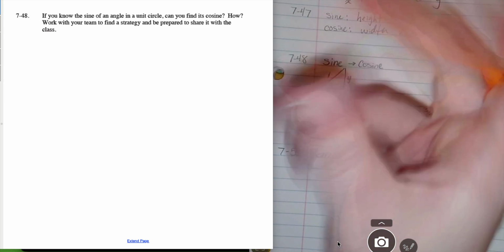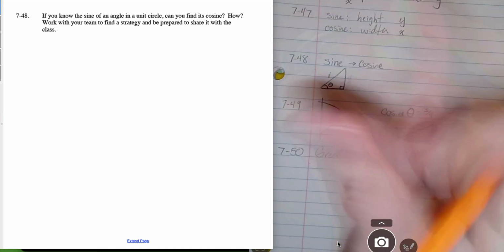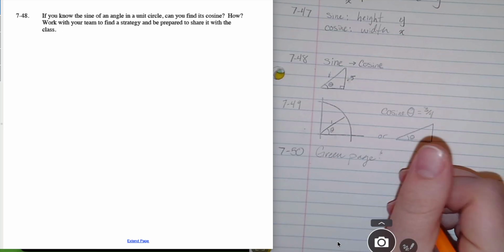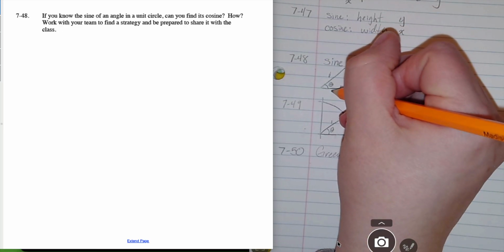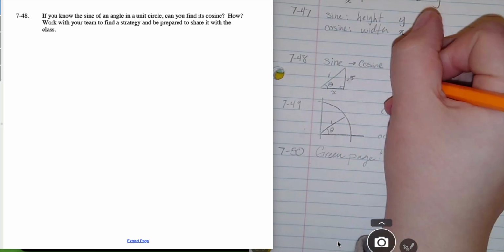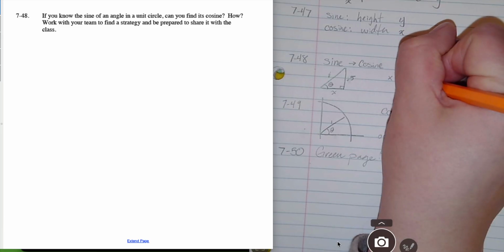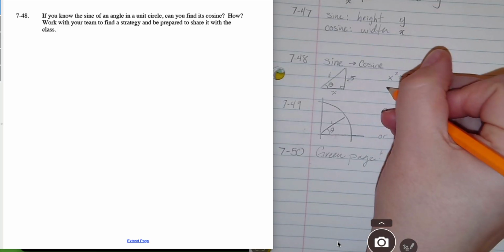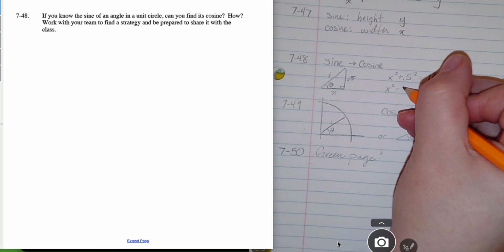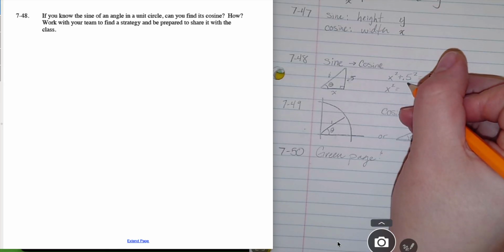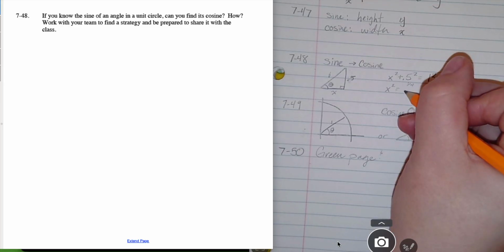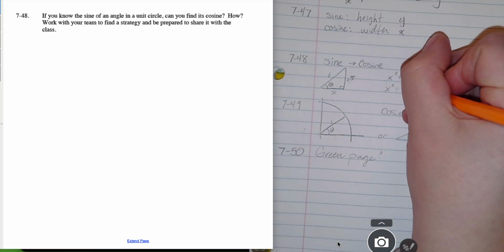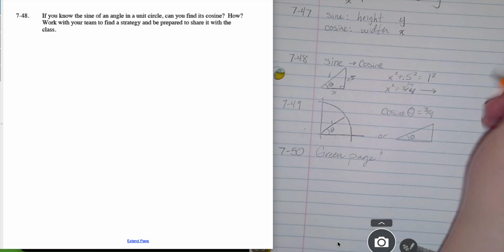So let's say, for example, that I know that the sine of this particular triangle is 1/2. In order for me to find this missing side down here, I could just go x squared plus 0.5 squared equals 1 squared. So x squared equals, this would be 1/2 squared, which is 1/4. 1 squared is 1, so this would be 3/4 when I subtract it over. And then I can square root both sides.